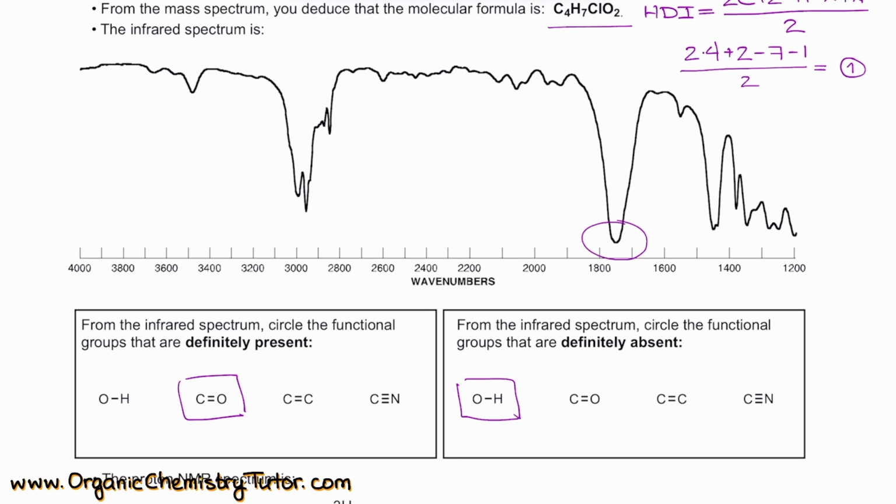In this case we definitely are not seeing the OH, because OH would have been a nice broad signal over here. We are not seeing a carbon-carbon double bond, because that one usually shows up at around 1650. And finally, we are not seeing a nitrile here, because nitriles show up at around 2200-2300, so those would pop up around this region of the IR, and we are not seeing any of that either.